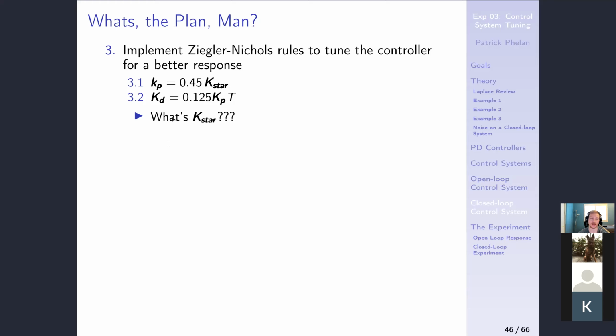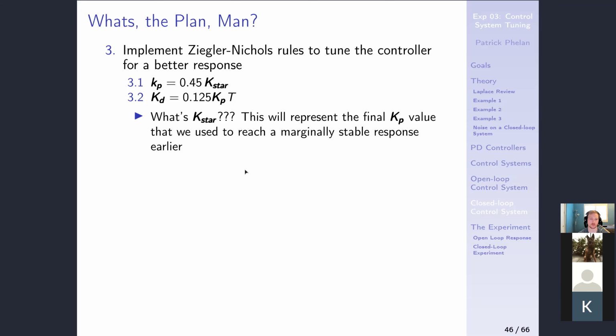And then we're going to add in a derivative controller here, that's KD. So KD will be equal to 0.125 KP, which was this value right here, times, this should actually say T star. So a little mistake in the report. And T star is going to correspond to our period for our marginally stable system.